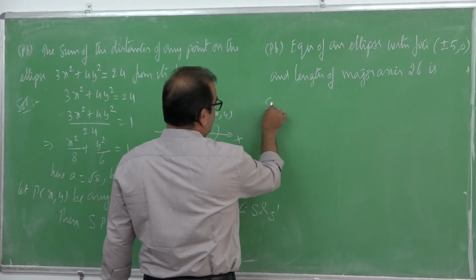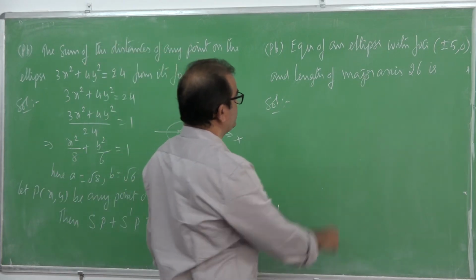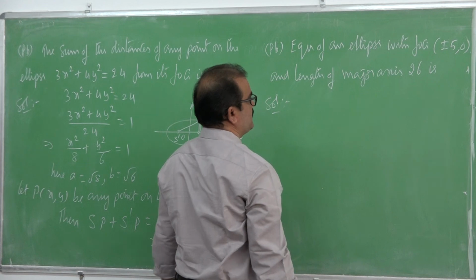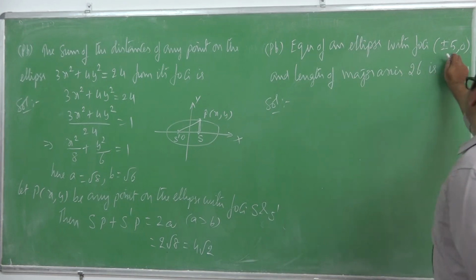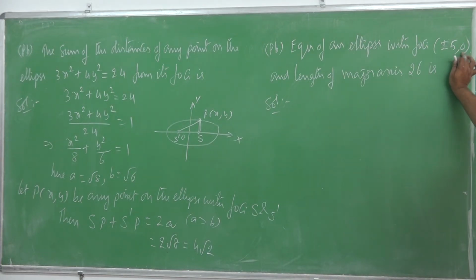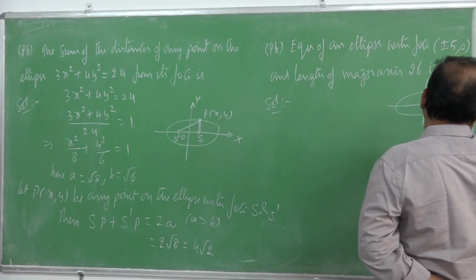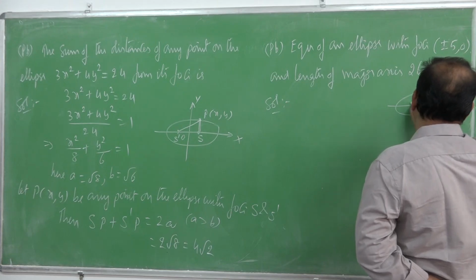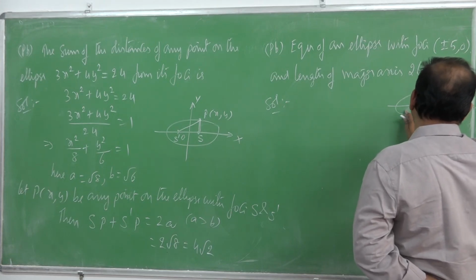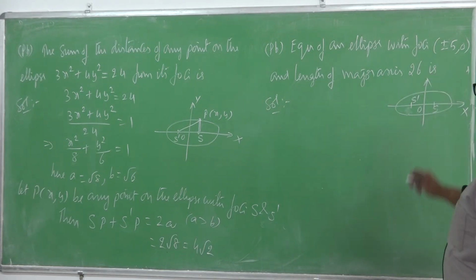First read the problem, what is given in that problem. Find equation of an ellipse with foci plus or minus 5, 0. Observe, in foci y coordinate is 0. If y coordinate is 0, foci lies on x axis. There are two foci, 5, 0 and S dash. So these two foci lies on x axis.